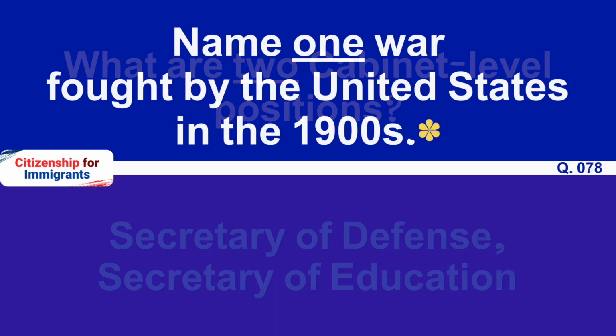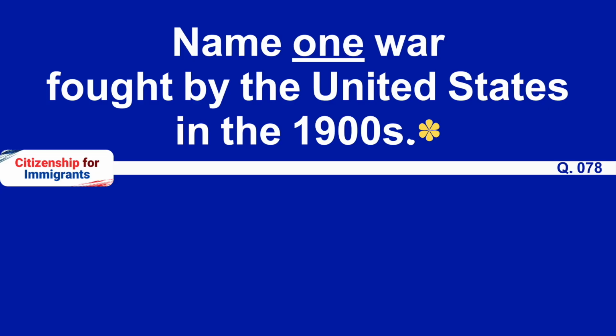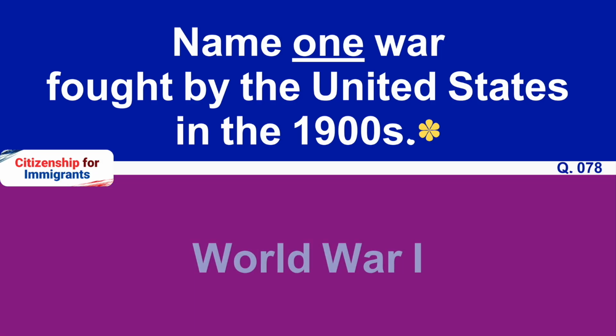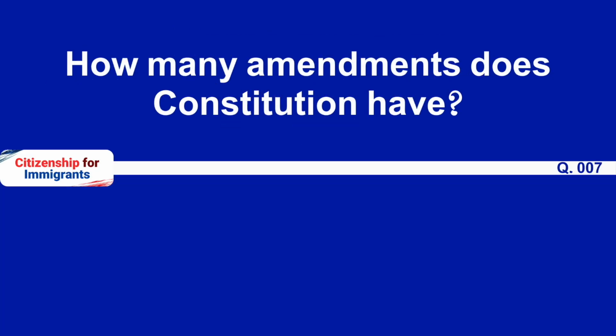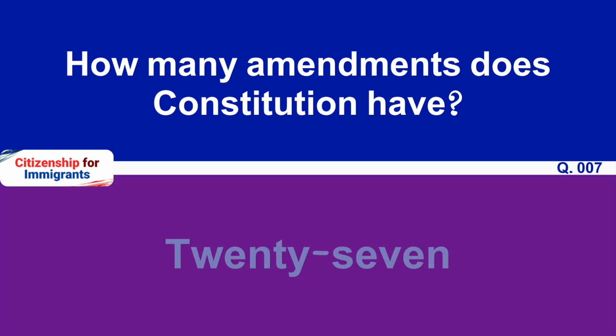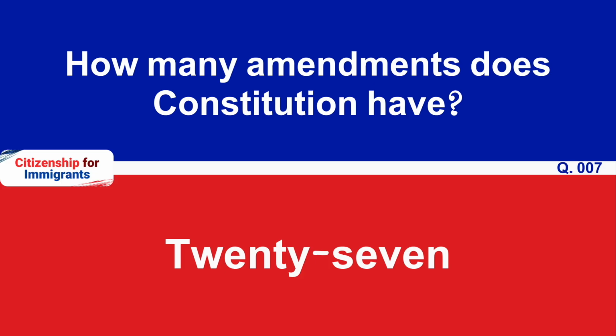Name one war fought by the United States in the 1900s? World War I. How many amendments does the Constitution have? 27.